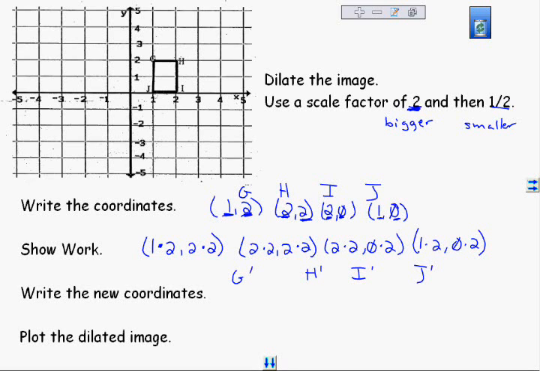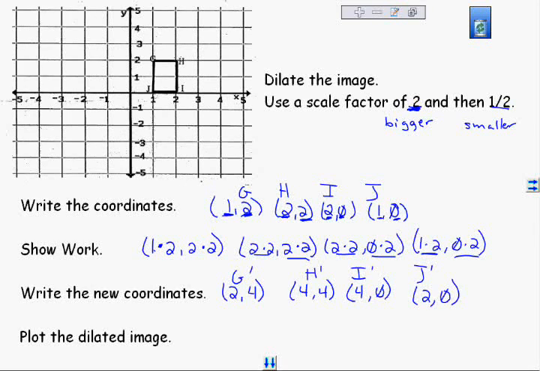Our new G, 1 times 2 is 2, 2 times 2 is 4. Our new H, 2 times 2 is 4, 2 times 2 is 4. Our new I, 2 times 2 is 4, 0 times 2 is 0. Our new J, 1 times 2 is 2, 0 times 2 is 0.